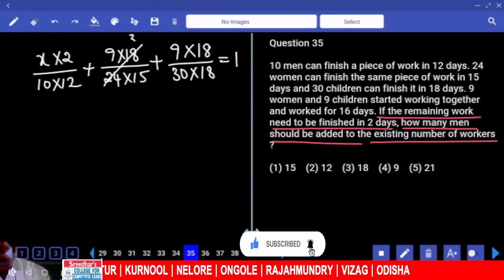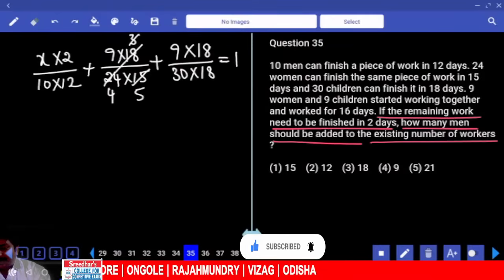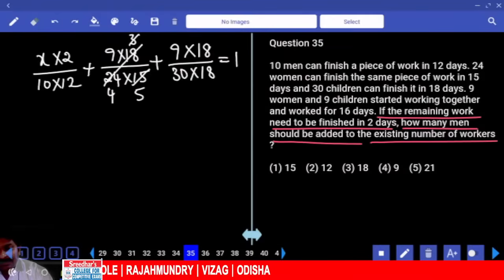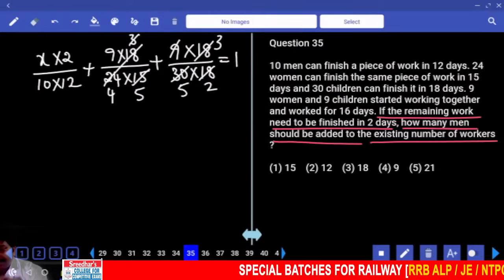6 3s are 18, 4 3s are 12, 3 5s are 15. No more cancellations. 9 2s are 18, 6 3s are 18, 6 5s are 30. What is the denominator for women and for children?